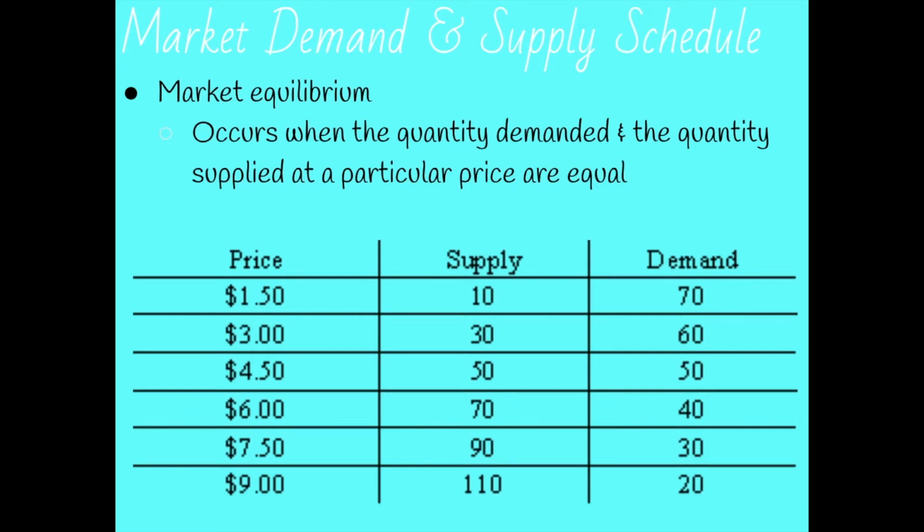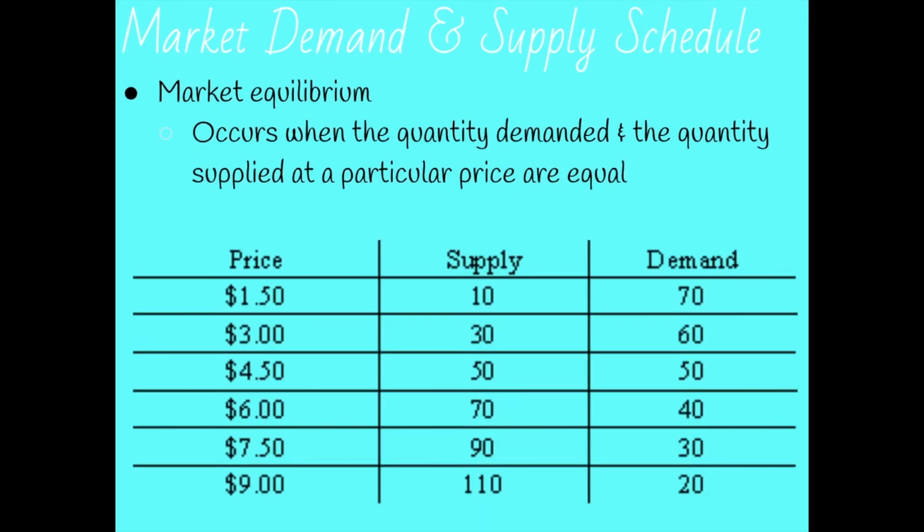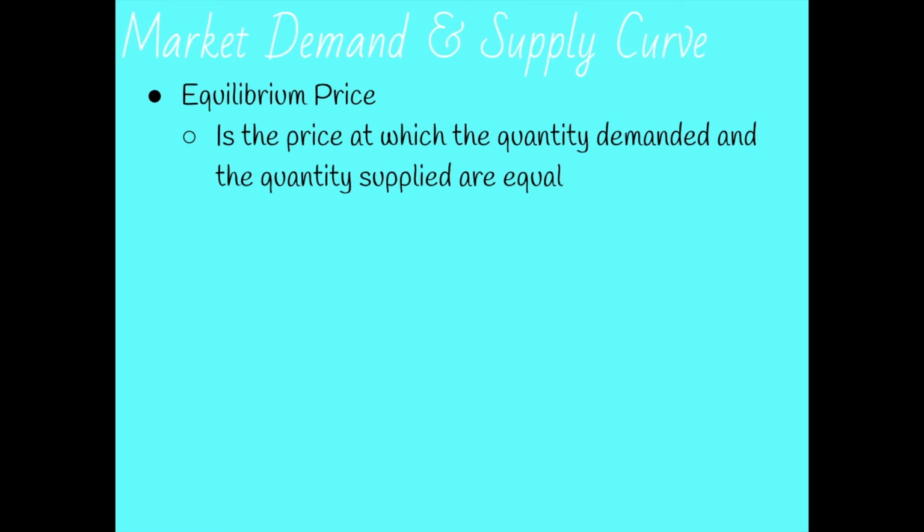If you move in either direction, like at $1.50, 70 people want toothbrushes, but only 10 are being supplied, and vice versa. At $9, suppliers are willing to sell 110 toothbrushes, but people are only willing to buy 20. And toothbrushes is probably not the best example because everybody wants to brush their teeth. But you get the idea of supply and demand meeting wants and needs. Equilibrium price is that price. So while market equilibrium is this whole line of $4.50 with 50 supplied and 50 demanded, equilibrium price is just that $4.50.